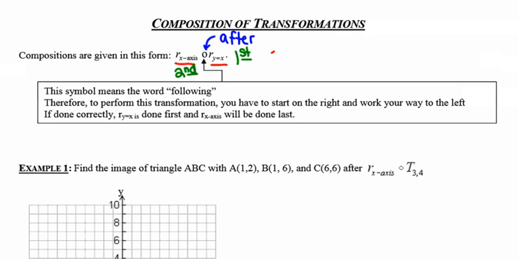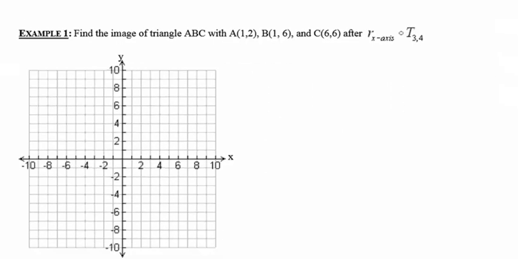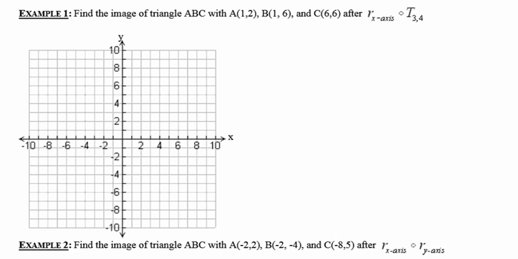All right, so I know you're eager. Let's go ahead and get right into example one. In example one, it says find the image of triangle ABC with those vertices after the composition of reflection in the x-axis, after a translation that moves something 3 units to the right and 4 units up. As you might have guessed, I'm going to start by plotting the points and getting my triangle down on paper. So this is A, this is B, C has coordinates 6, 6.